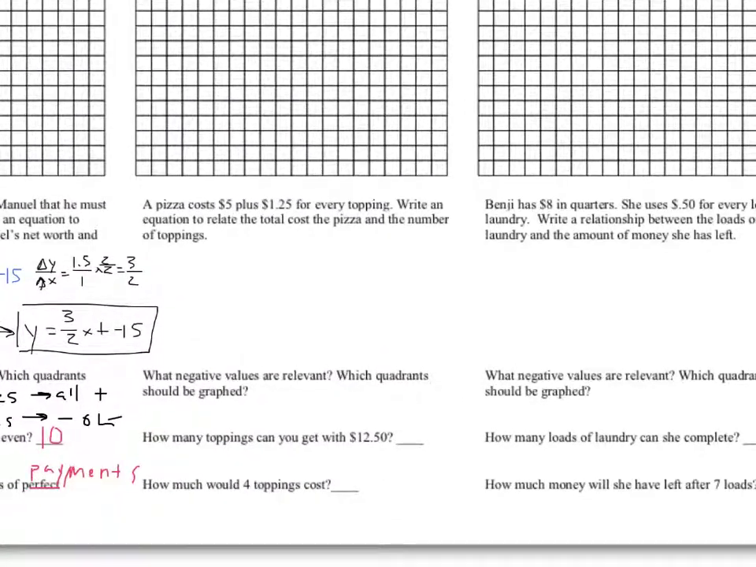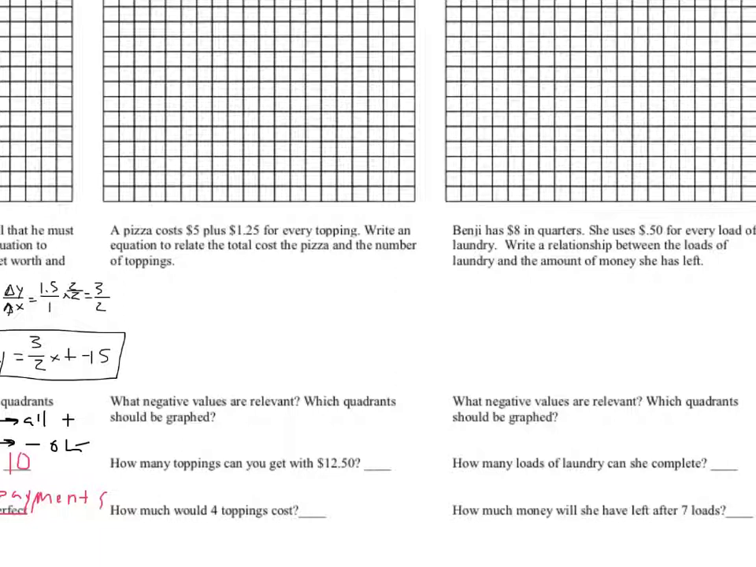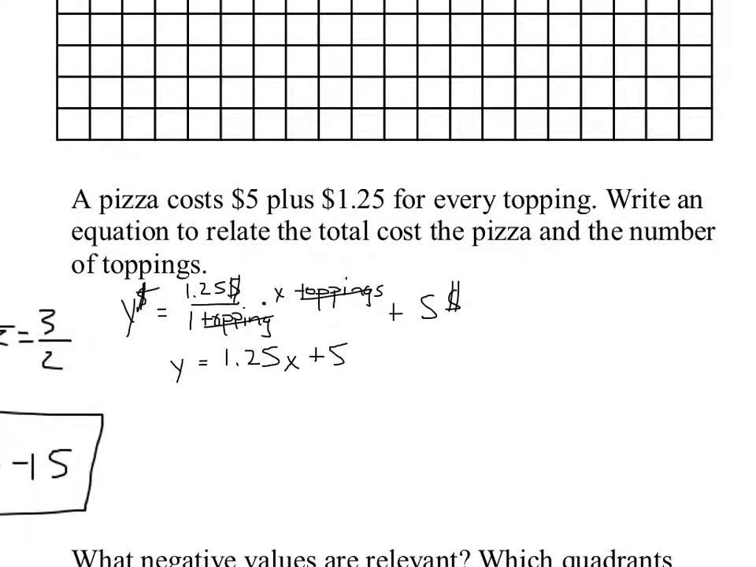All right, let's come over and look at this one. It says a pizza costs $5 plus $1.25 for every topping. Write an equation to relate the total cost of the pizza and the number of toppings. You should have gotten your equation to look like this, but if we want to graph it, it's a whole lot easier to graph it probably if we have a whole number for our slope. And right now we've got not a whole number for our slope, but a fraction for our slope. How can I change this 1.25 to something that's going to be easier to graph?